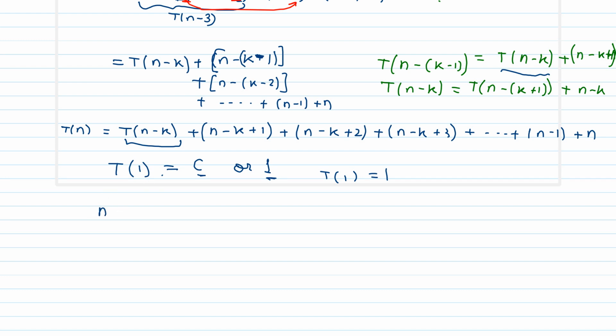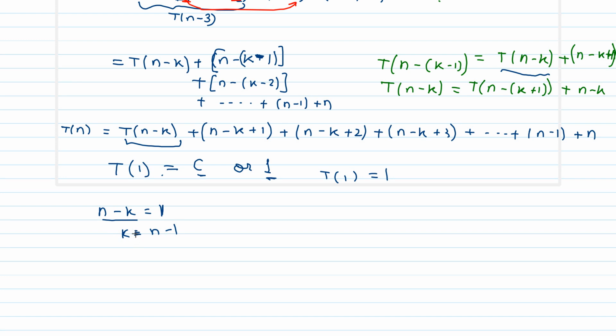So now n minus k is equal to 1, so that I can get t of 1. So now what will I be getting? N minus k equal to 1. So I should get k equal to n minus 1, but we already know n minus k equal to 1.